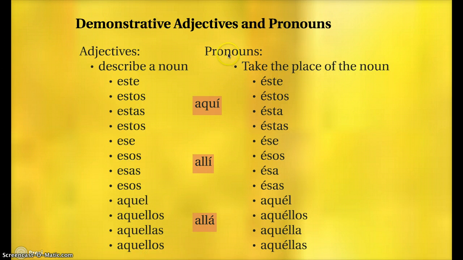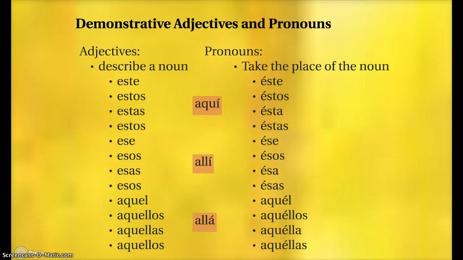And here are our pronouns. They take the place of a noun. So let's pretend that that noun magically shrinks and turns into the accent. Ready? Este, estos, esta, estas, ese, esos, esa, esas, aquel, aquellos, aquella, aquellas.